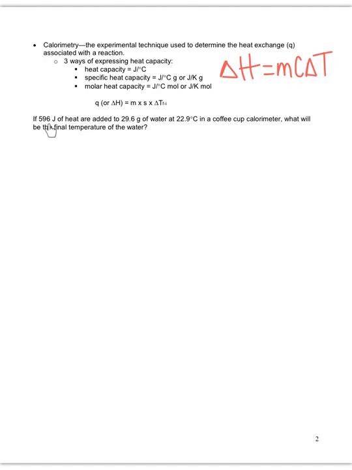If 596 joules of heat are added to 29.6 grams of water at 22.9 degrees Celsius in a coffee cup calorimeter, what will be the final temperature of the water? All right, so we're going to use our MCAT equation. If we take a look at all the information that we have, delta H is the heat. We have the grams, and we have the initial temperature.